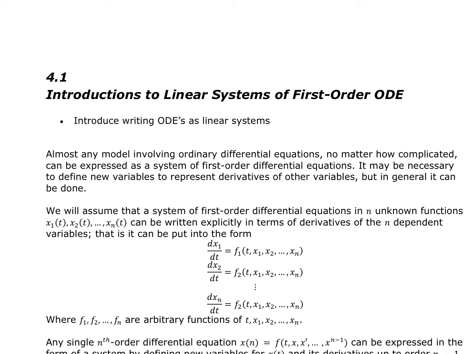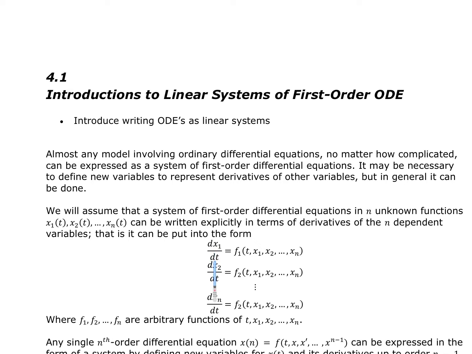If you've taken linear algebra already, you know this is basically a linear transformation. We will assume the system of first order differential equations in n unknown functions, x sub 1 of t, x sub 2 of t, x sub n of t, which are the unknown functions, can be written explicitly in terms of the derivatives of the n dependent variables. That is, we can write it in this form.